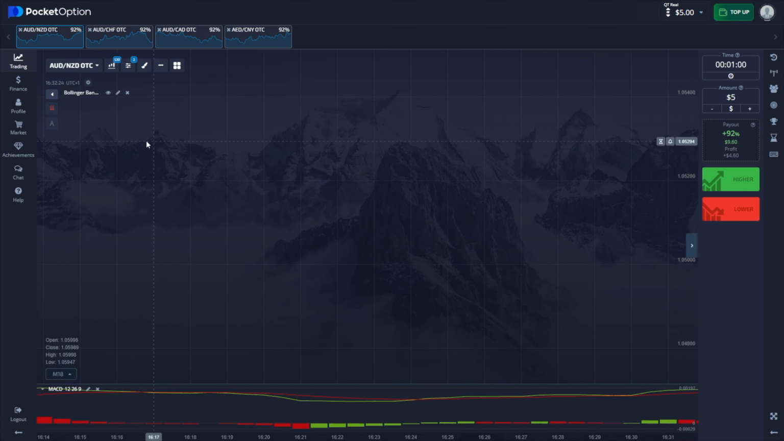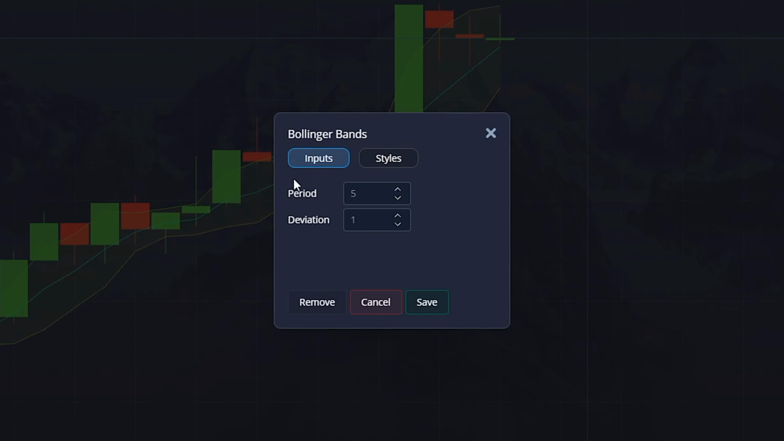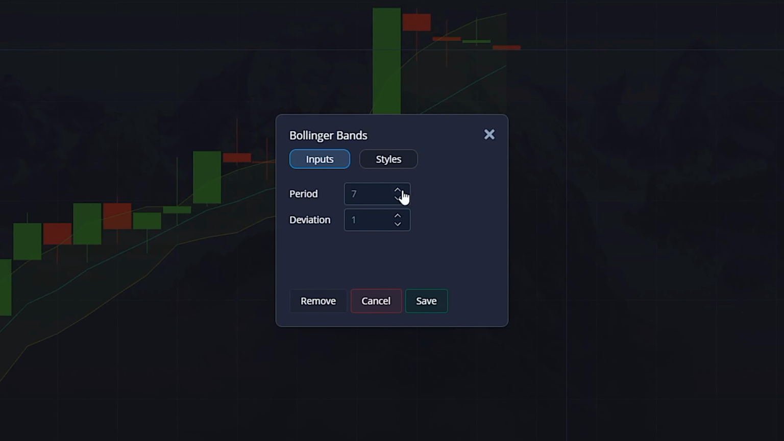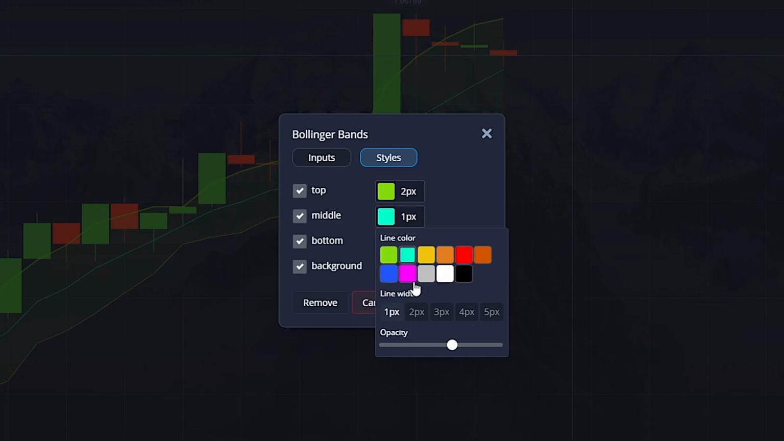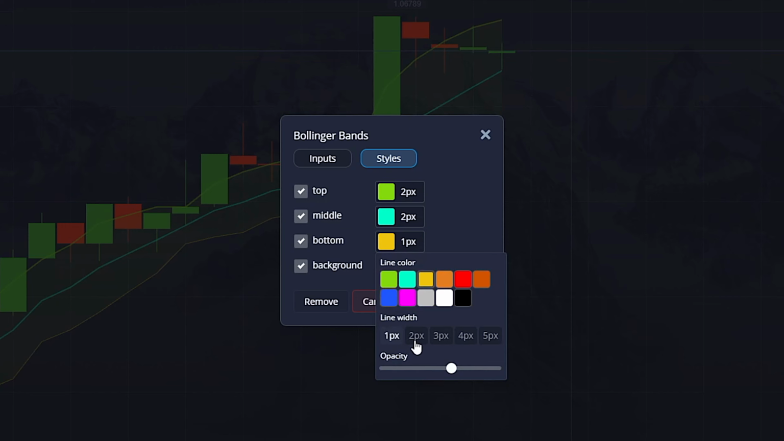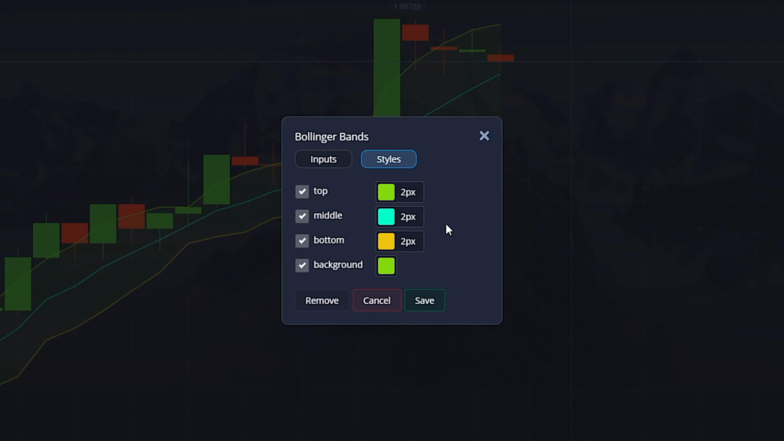Now, first things first. Let's get our indicator set up. For Bollinger Bands, set the period to 7 and the deviation to 1.01. Now, adjust all the line styles to 2 pixels and make the top line white. Keep the middle line green and set the bottom one for red.